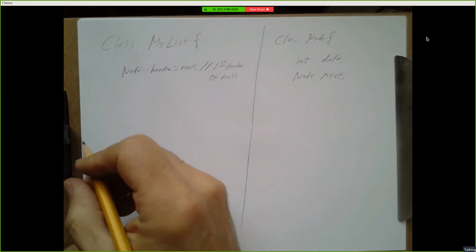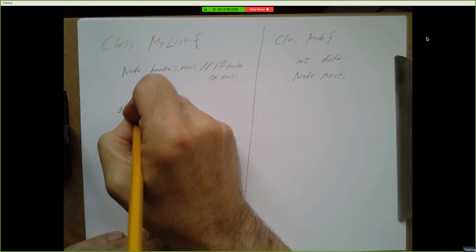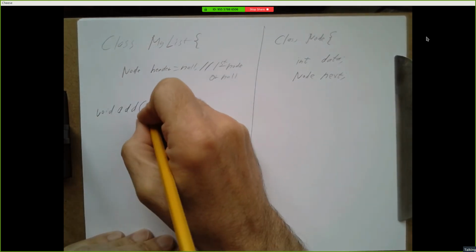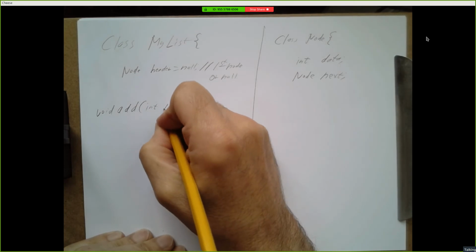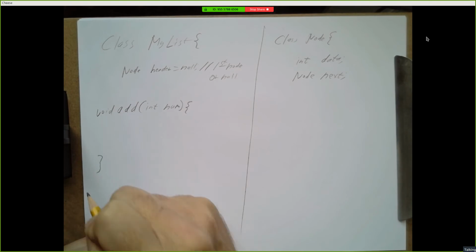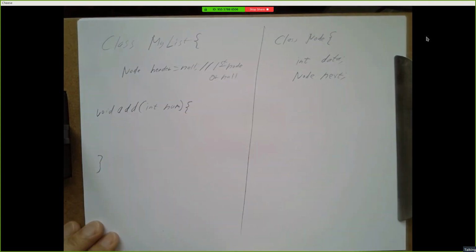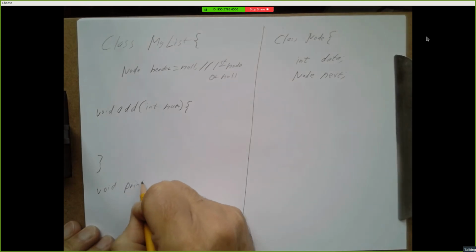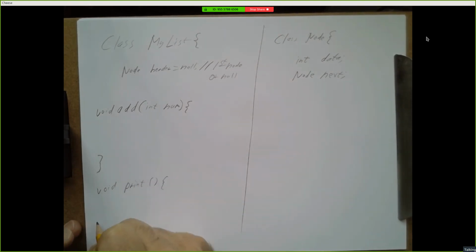Alright, so let's make an add method. It doesn't have to return anything. Let's take an integer num, and let's add that to our linked list. And then let's make a print method, which will go through our list and just print it out, say one number per line.